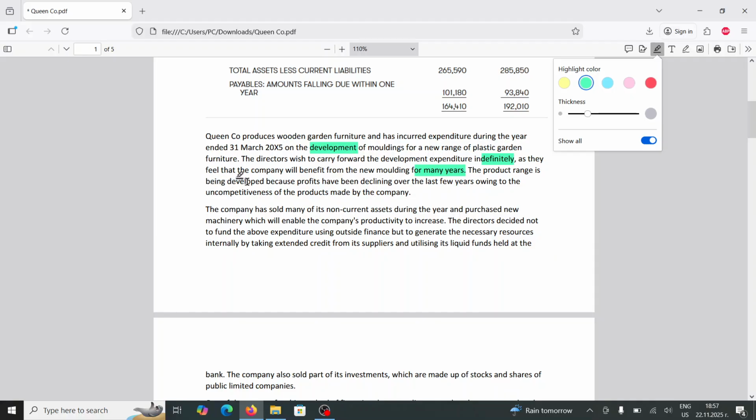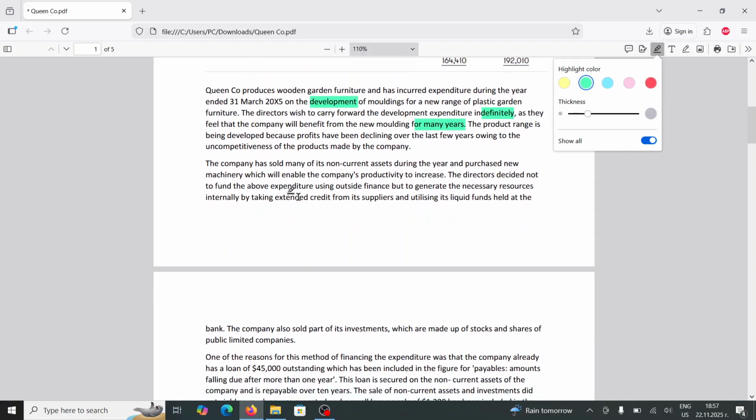The product range is being developed because profits have been declining due to uncompetitiveness of the products made by the company. The company has sold many of its non-current assets during the year and purchased new machinery, which will enable the company's productivity to increase. The director decided not to fund the above expenditures using outside finance, but to generate the necessary resources internally. Okay, so highlighting it. Taking extended credit from suppliers and utilizing liquid funds.